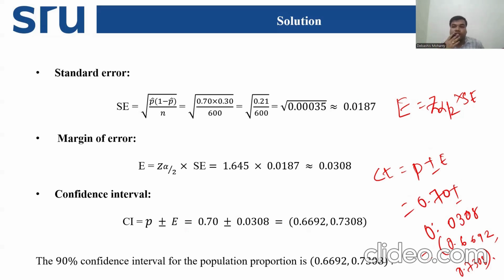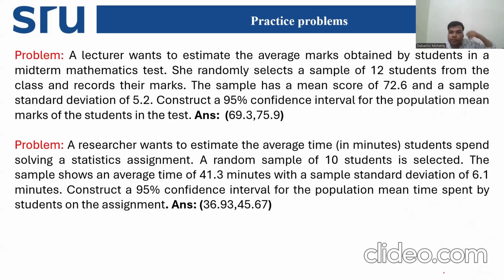So these are the three types: when sigma is unknown and the sample is small, when sigma is known, and when sigma value is unknown and the sample is large. For a large sample, we have to find the sample proportion and sample size value, and we have to apply the z alpha by 2. And for the small sample case, we have to apply the t distribution. Okay, students.